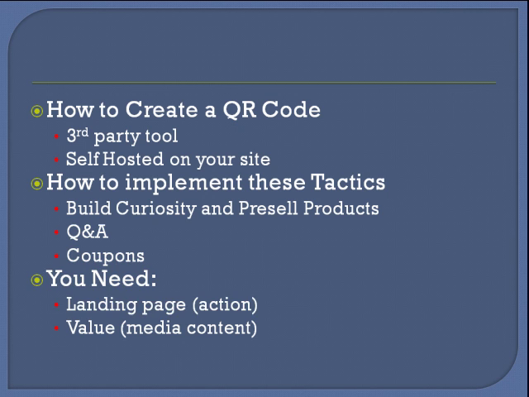Now there are several ways that you can implement these tactics. You can build curiosity like I talked about, Q&As or coupons. We've already talked about that. And in order to get started, you need two items. You need a landing page or action. The landing page doesn't have to be a page, it could be a video. Or value. So you need two things. What do they need to do, number one, and number two, where do they need to go?